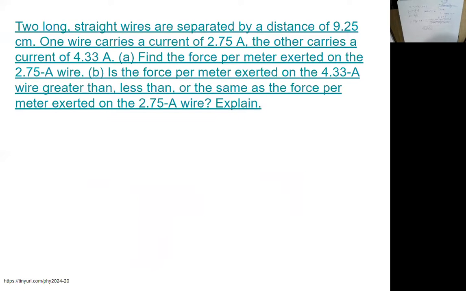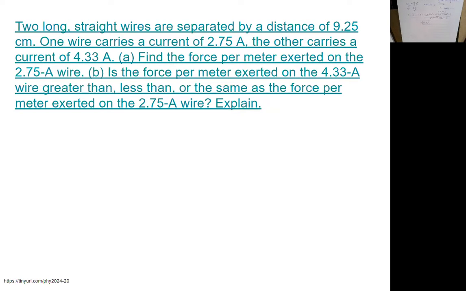All right. So let's take a look at this example here. It says two long straight wires are separated by a distance of 9.25 centimeters. One carries a current of 2.75 amps and the other carries a current of 4.33 amps. It's asking you to find the force per meter exerted on the 2.75 amp wire. And then it's asking you, is the force per meter exerted on the other wire the same, greater, or less than the first one? I think I just explained that second part.